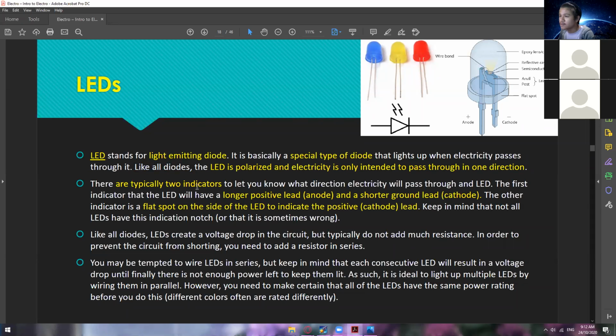All right, where are we now? So there are typically two indicators to let you know what direction electricity will pass through the LED.